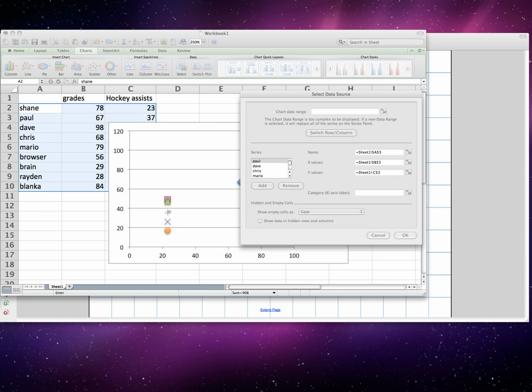What I need to do is go into each of these guys. So let's go over into Dave. Dave shows up under A4. That's where his name is. That's perfect. That's exactly what we want. Dave's name is in A4, but his X value is in B4. So I go over to X values, and I need to change these numbers. I go back. B4 is what I want for X.